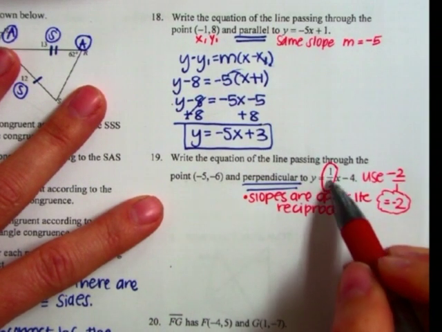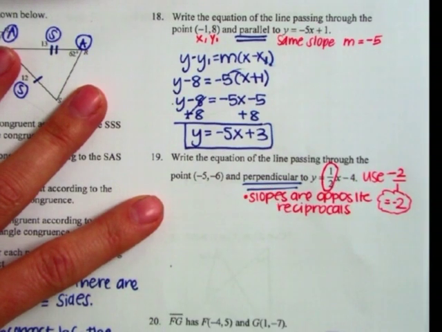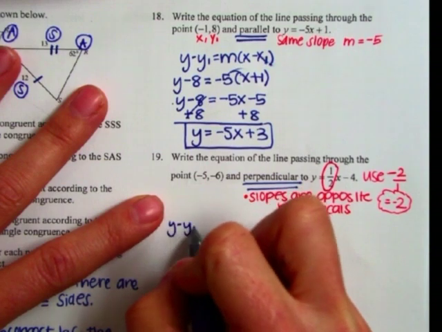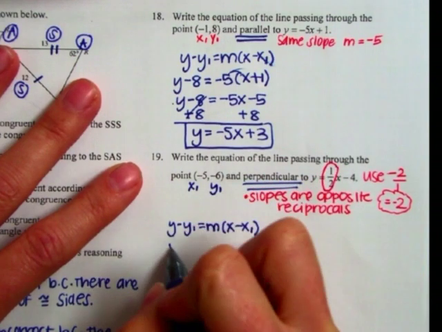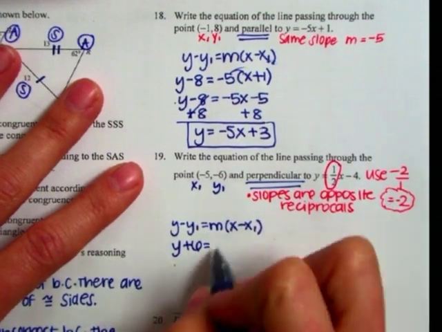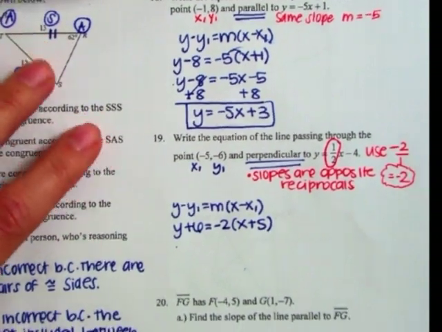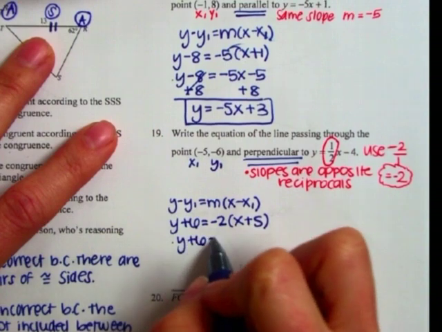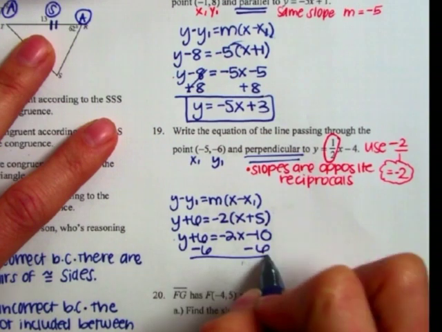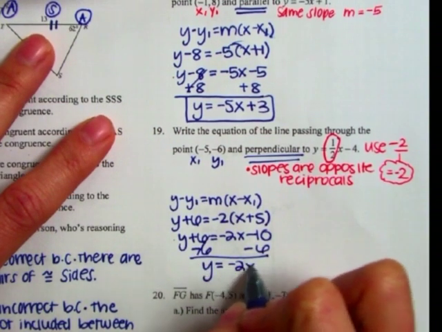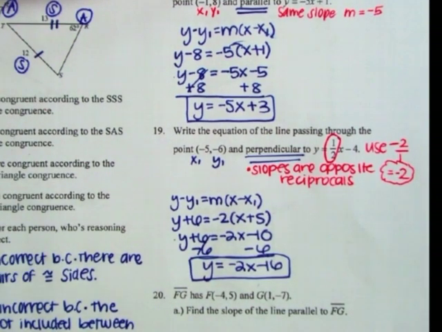So I took this slope, changed the sign, flipped the fraction, because we want the perpendicular line. So here's my formula again. Plugging in x1, y1, and then plugging in the slope of -2. And then I'm going to write this in slope-intercept form, so I'm distributing -2, and then isolating y. So y equals -2x minus 16.